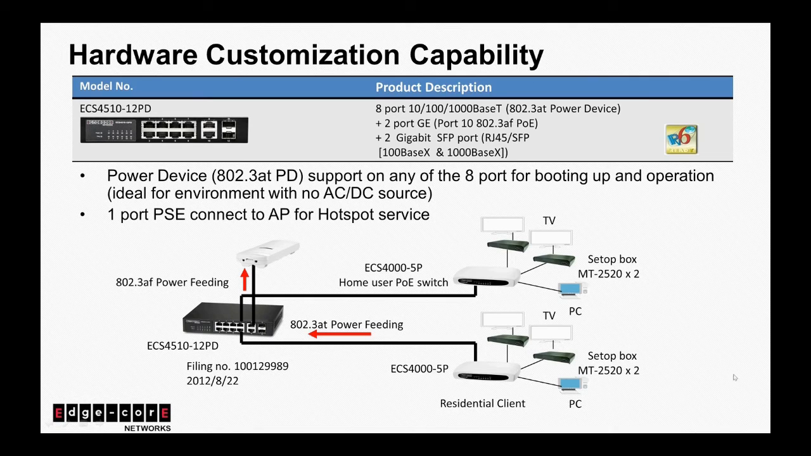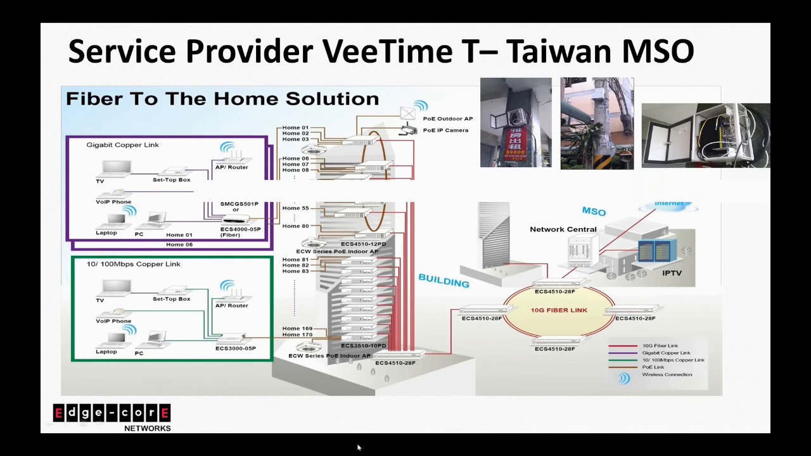Here you can see this service provider is located in Taiwan. They are called VTime. They are an MSO, so they have content and are a cable TV provider. They put our switch in the apartment. They don't need to apply to rent the power service from the apartment. They can get the power from the home user directly. This is one of the advantages.